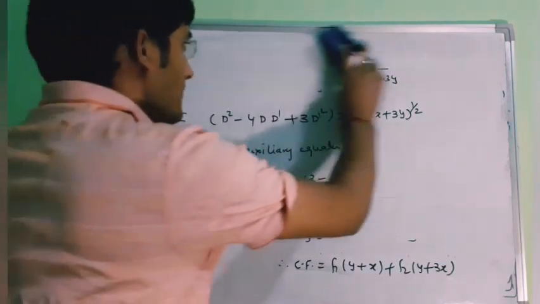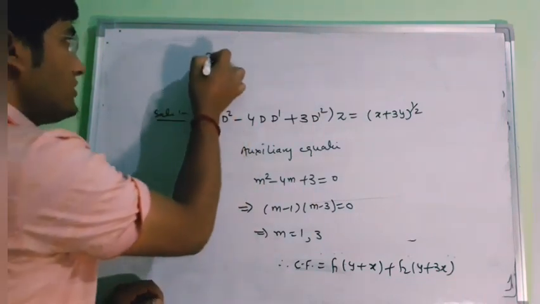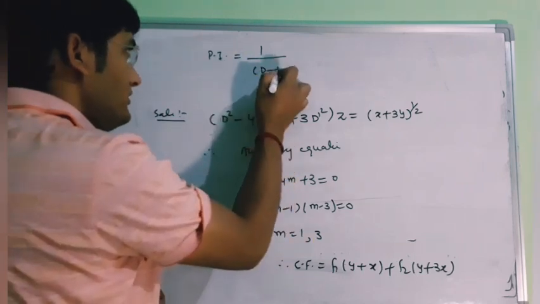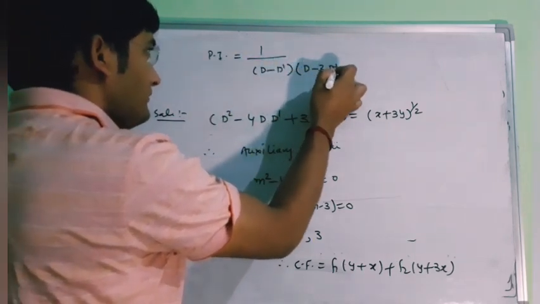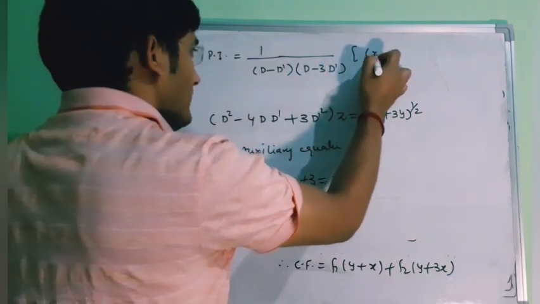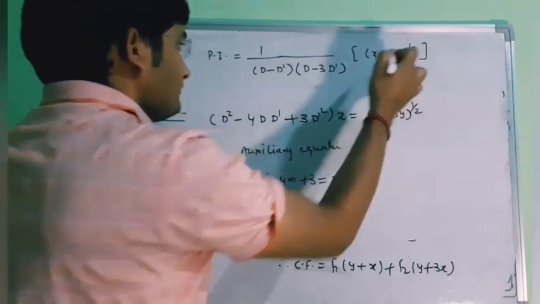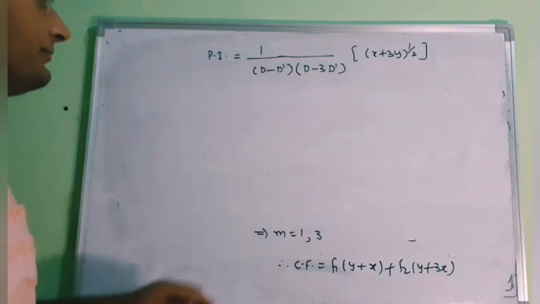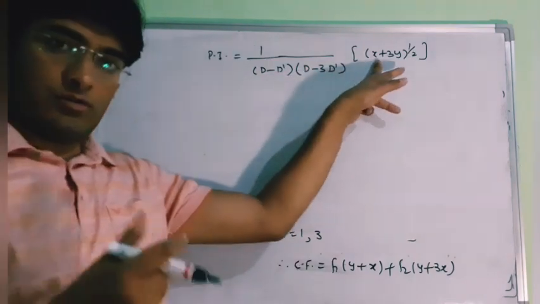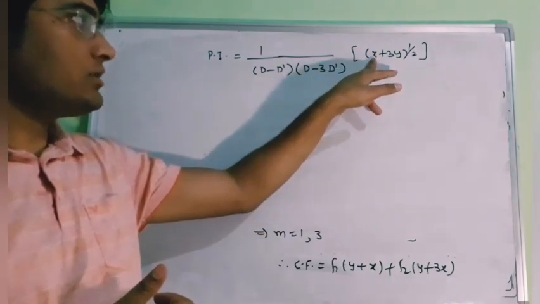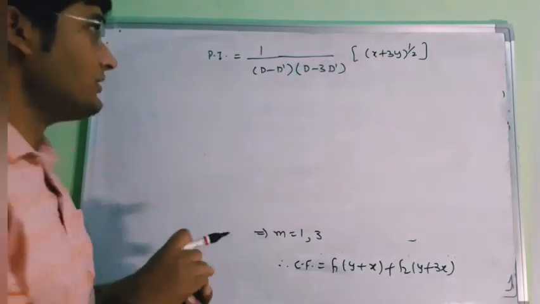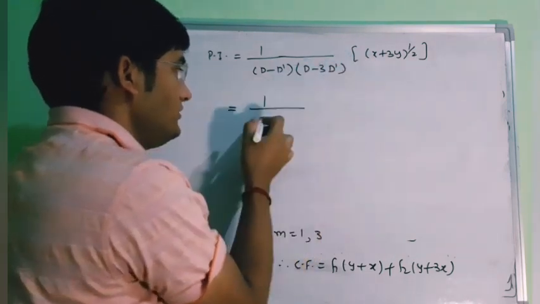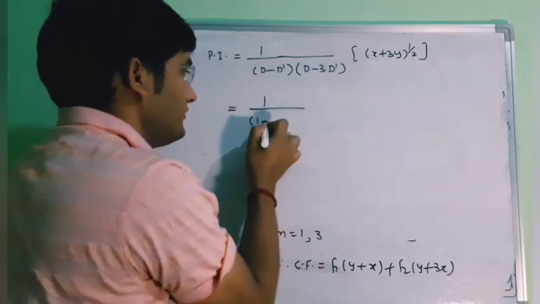Now the PI, the particular integral, is equal to 1 upon, now we have these two factors, one is D minus D' and the other is D minus 3D', in the bracket we have (x plus 3y)^(1/2). Now this is of the type ax plus by. So we will replace D by a and D' by b. So let us replace D by a, which is 1, and D' by b, which is 3.